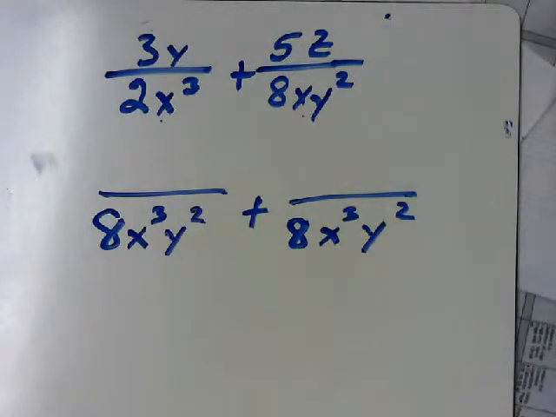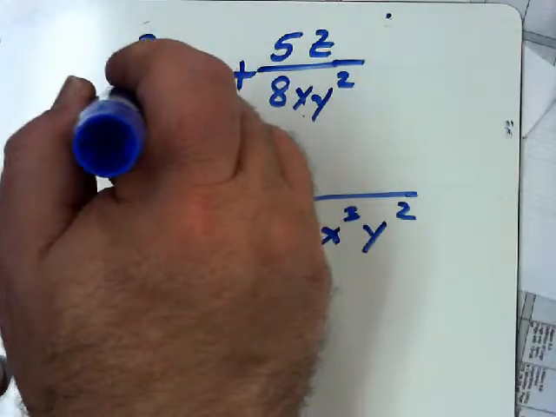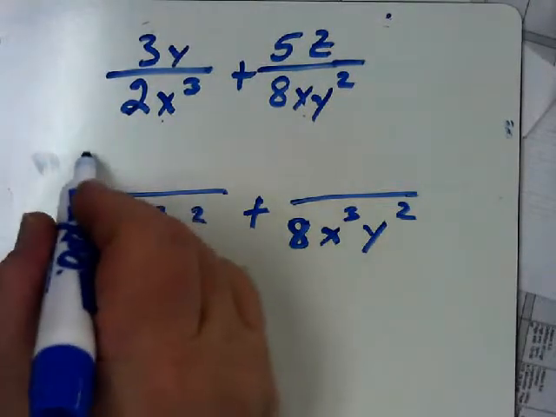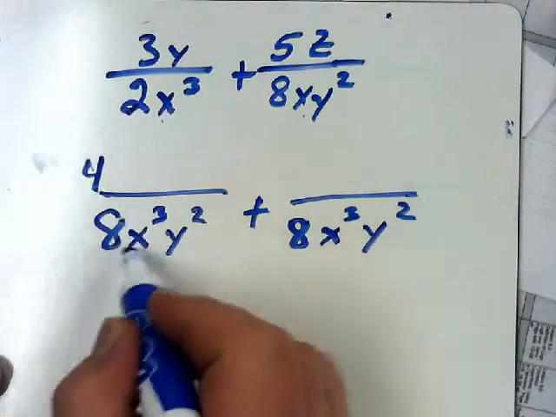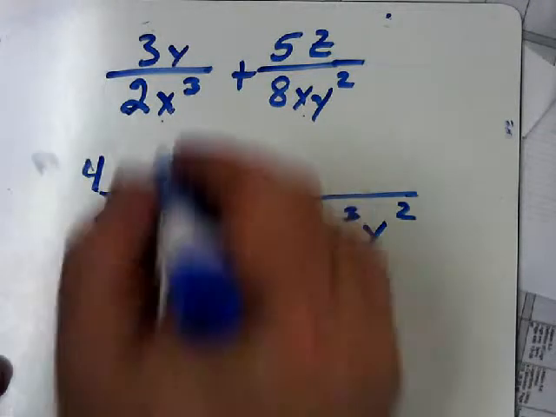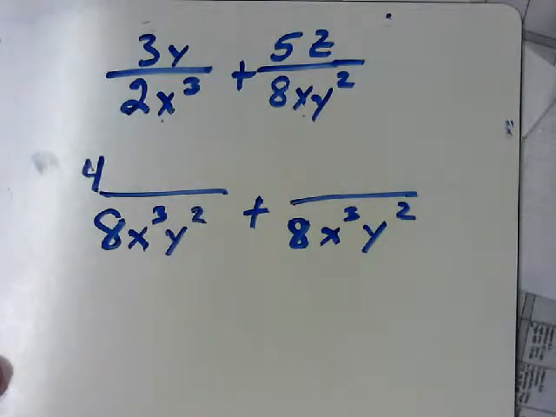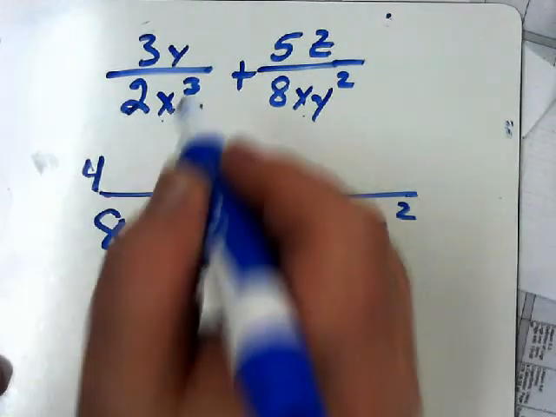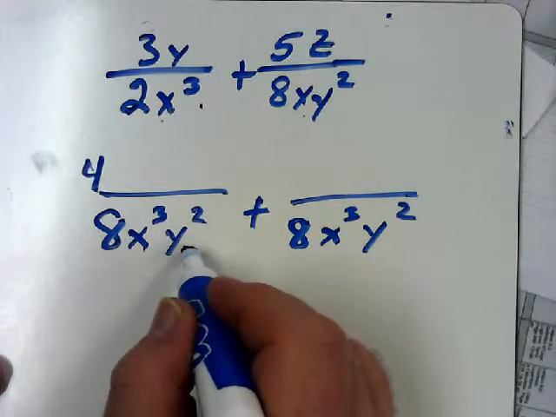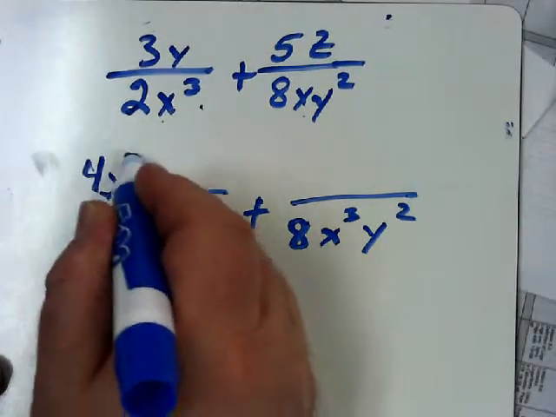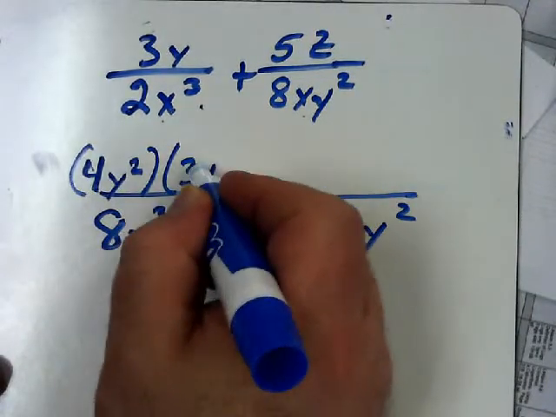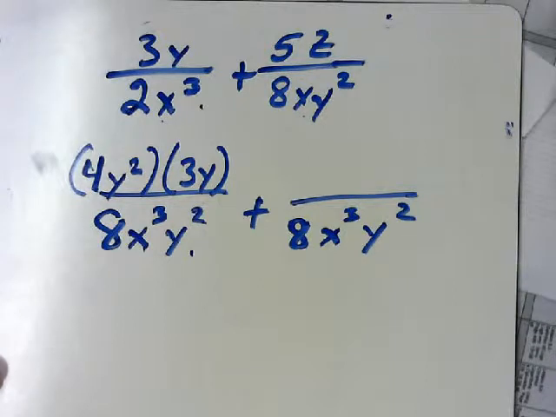Now, going from 2 to 8, what do I multiply the 2 by to get to 8? 4. Going from x cubed to x cubed, what do I have to multiply x cubed by? 1. Then what's 1 times 4? 4. I'm going from nothing, or a 1, to y squared, correct? So don't I have to multiply by y squared, times the original numerator, which is 3y.